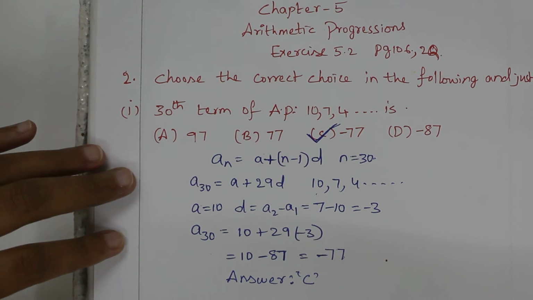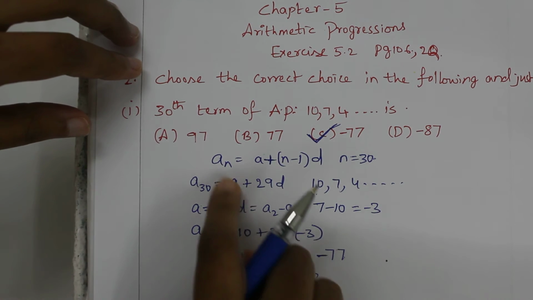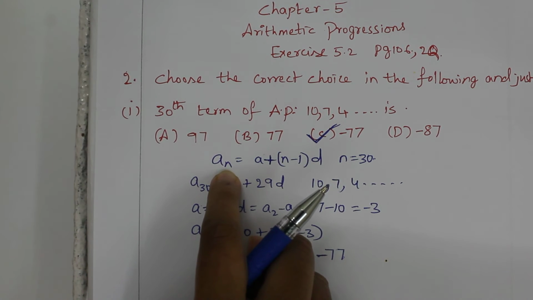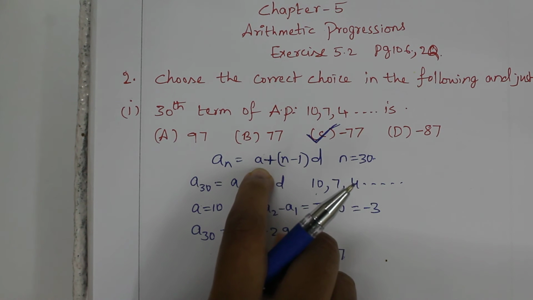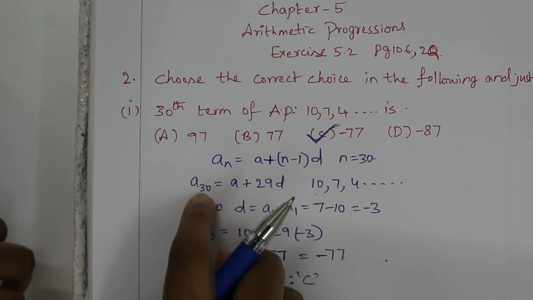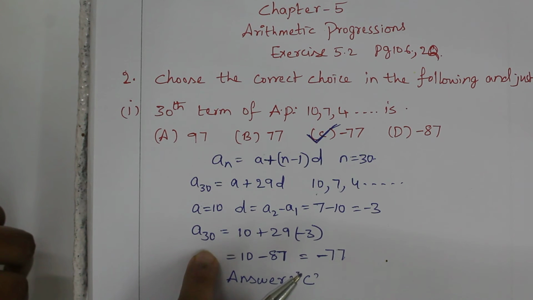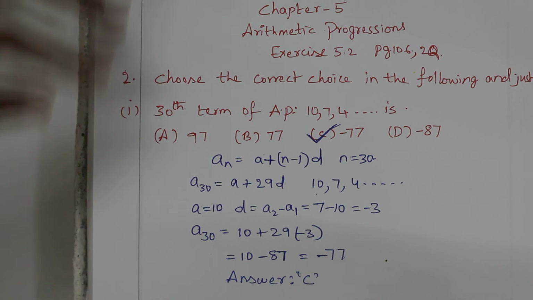So how did I solve this question? He is asking for the 30th term in this arithmetic progression. So we know the formula an is equal to a plus n minus 1 into d. Here an represents the nth term in the arithmetic progression, and n is the number of the term, a is the first term, d is the common difference. So I have calculated the value of a30. a30 is equal to a plus 29d. And I have substituted the values of a and d in this equation and solved for a30. So I got the answer of minus 77. Hope this is clear. Let's move to the second part of this question.